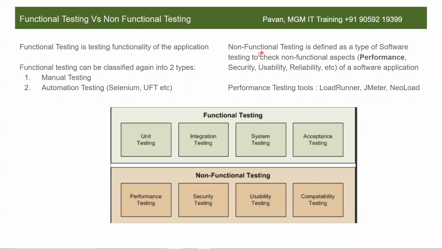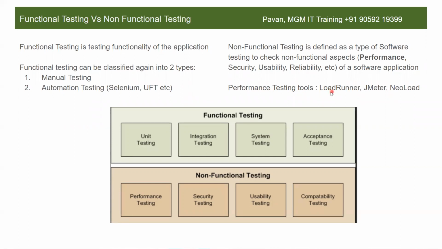Right? So there are different types of non-functional testing. You can see under this diagram. So this diagram depicts what are the different non-functional testings, right? Performance testing, security testing, usability testing, compatibility testing. All these fall under this non-functional testing umbrella. Whereas under functional testing, you will have unit testing, integration testing, system testing, acceptance testing. All these fall under this functional testing umbrella. Clear, guys?